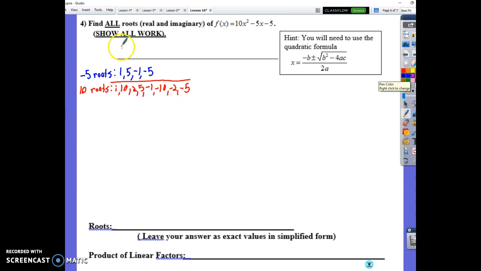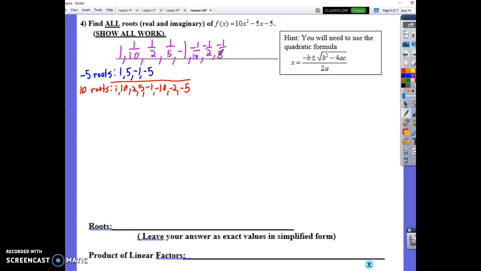1 divided by 1 is 1. 1 divided by 10 is 1/10. 1 divided by 2 is 1/2. 1 divided by 5 is 1/5. 1 divided by negative 1 is negative 1. 1 divided by negative 10 is negative 1/10. 1 divided by negative 2 is negative 1/2. 1 divided by negative 5 is negative 1/5.